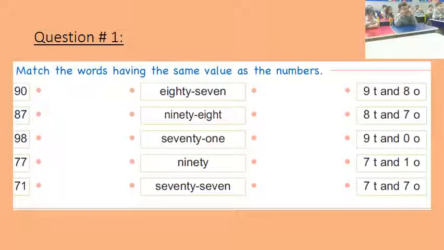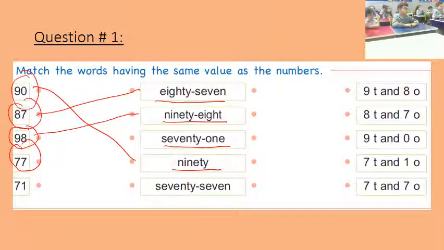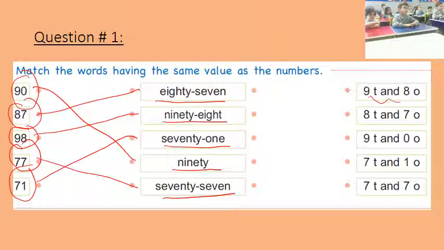Question 1. Match the words having the same value as the numbers. What is this number? 90. And what is this number? 87. And this number? 98. And this number? 71. And this one? 90. Is this correct? Yes. Good job. What is the second one? 87. Is this correct? Yes. What is this number? 98. Is this correct? Yes. What is this number? 77. To the last one. What is the last one? 77. Good job. And this one? 71. Is this correct? Yes.